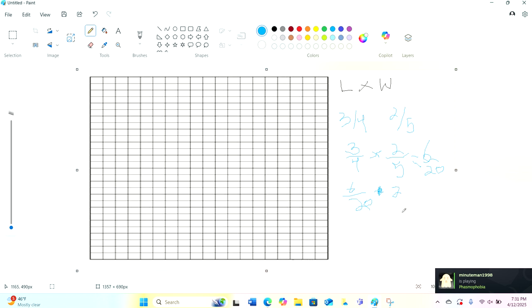So, divided by 2. 20 divided by 2 is 10, so that will be our denominator. And 6 divided by 2 is 3. And just like before, we have our magic number of 3/10. We solved it using the area model and an algorithm.